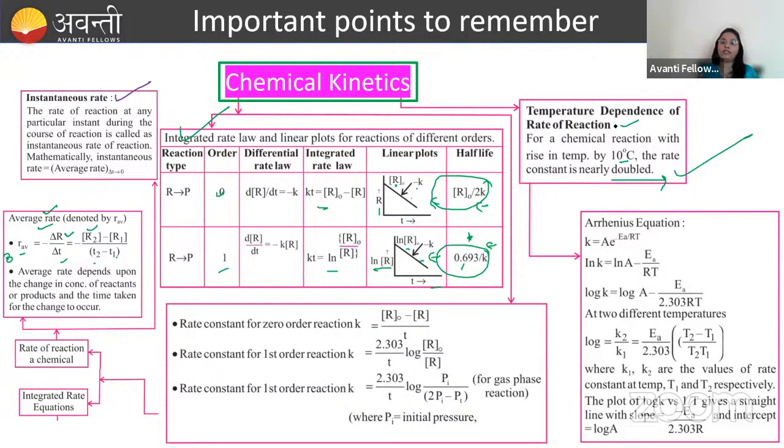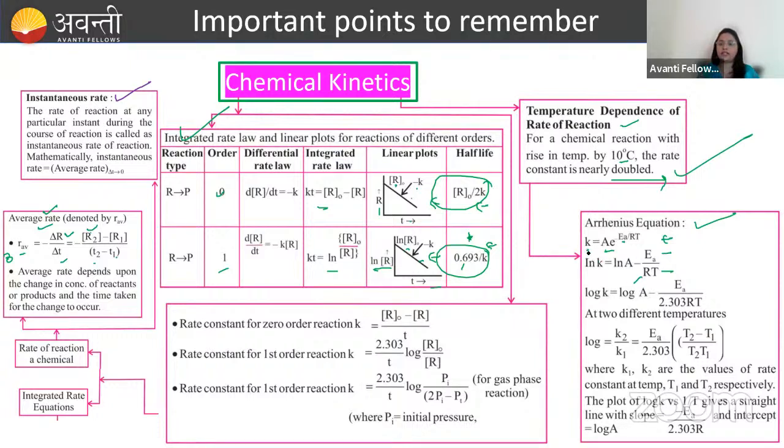And in order to learn this temperature dependence of the rate of reaction, a very good scientist came forward, Arrhenius, and he suggested his equation, that is k is equal to A e raised to minus Ea upon RT. What is A? A is the Arrhenius constant. What is k here? That is the rate constant. Ea is the activation energy, R is the gas constant, and T is the temperature.